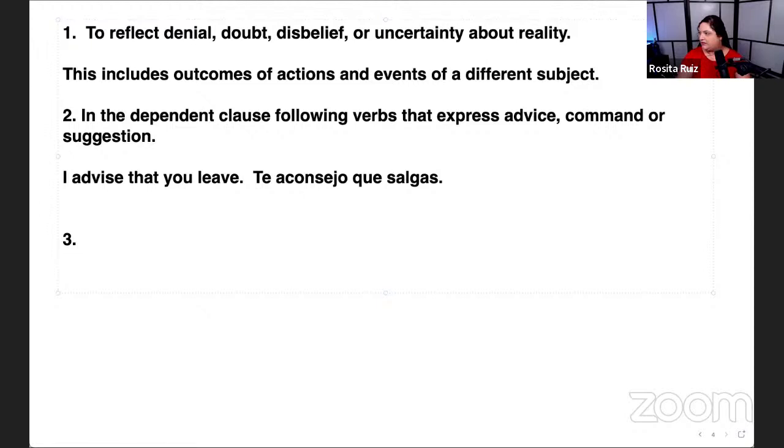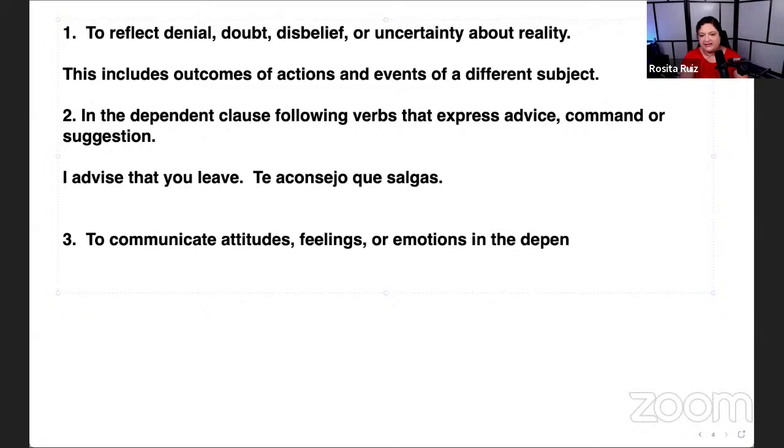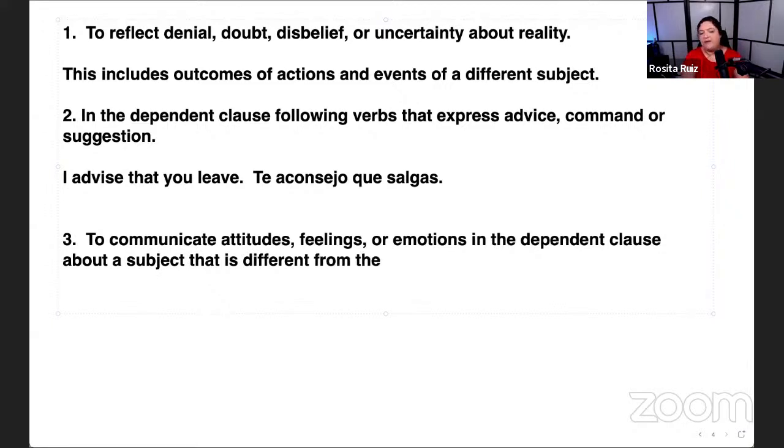We'll also use the subjunctive to communicate attitudes, feelings, or emotions in the dependent clause about a subject that is different from the one in the main clause.